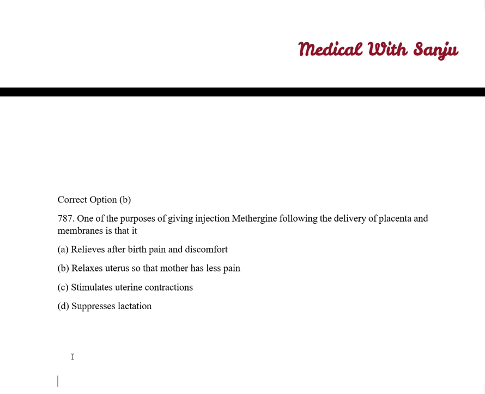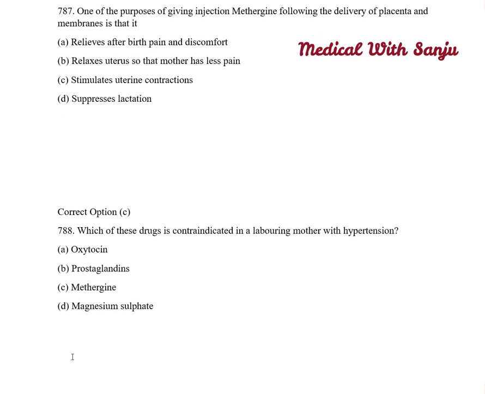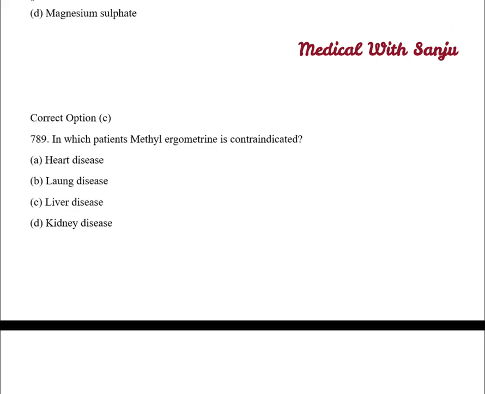Stimulate uterine contraction. Option C is the right answer. Question number 788. Which of these drugs is contraindicated in a laboring mother with hypertension? Option A, oxytocin. Option B, prostaglandins. Option C, methergine. And option D, magnesium sulfate. Methergine. Because methergine is given after delivery to manage PPH. Option C. Question number 789.